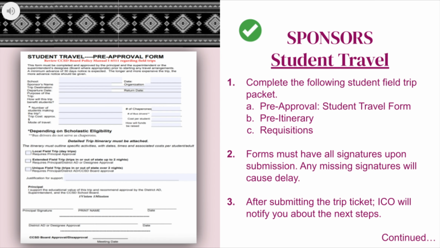For sponsors completing student travel, complete the following student field trip packet. A pre-approval student travel form must be completed with both the principal and district AD signature included. A pre-travel itinerary form must be completed, and the ICO JOM requisition forms. Number 2, forms must have all signatures upon submission. Any missing signatures will cause delay. Number 3, after submitting the trip ticket, ICO will notify you about the next steps.